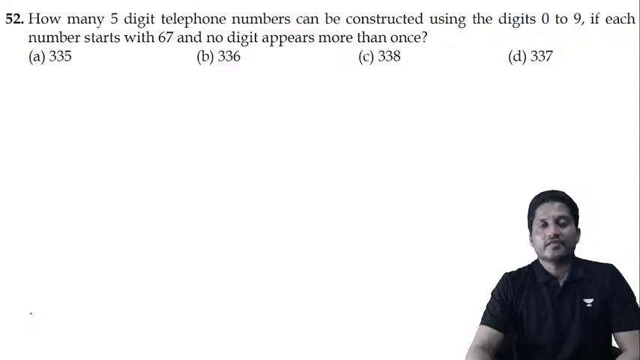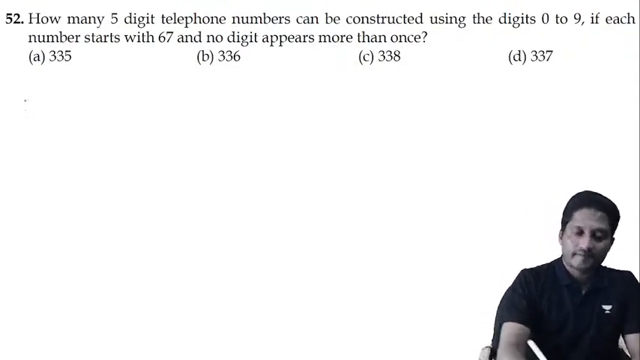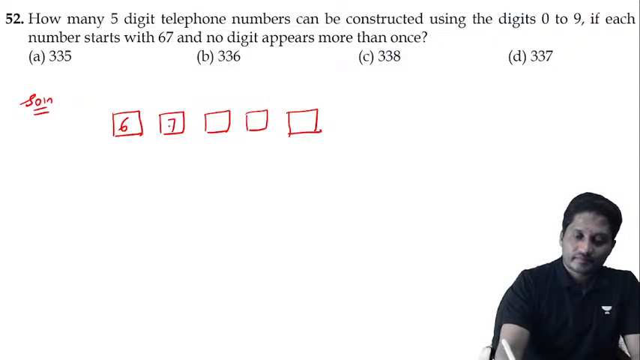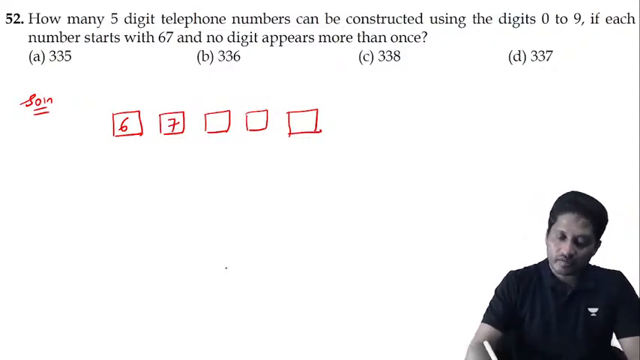How many 5-digit telephone numbers can be constructed using the digits 0 to 9 if each number starts with 67 and no digit appears more than once? So I want 5-digit telephone numbers, right? This will be 1, 2, 3, 4 and 5. Each number starts with 67, and no digit appears more than once. 0 to 9 is obviously a 10-digit set.